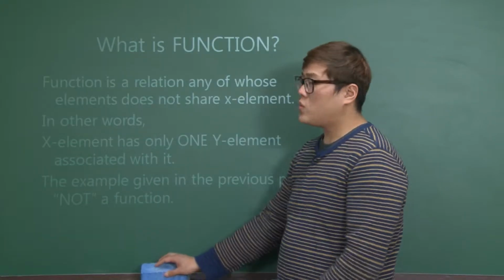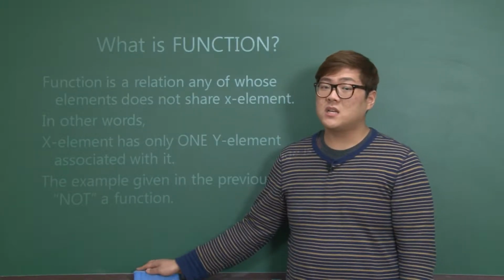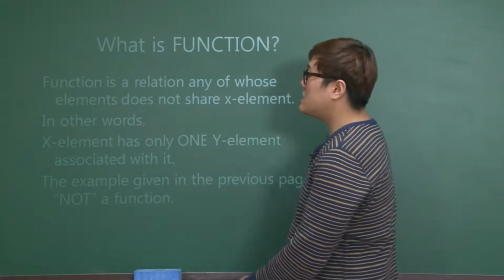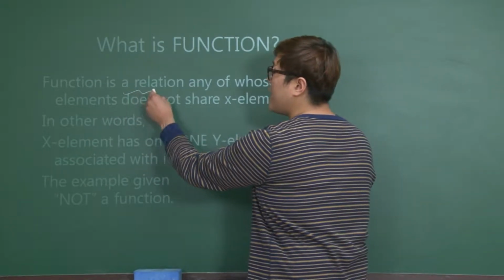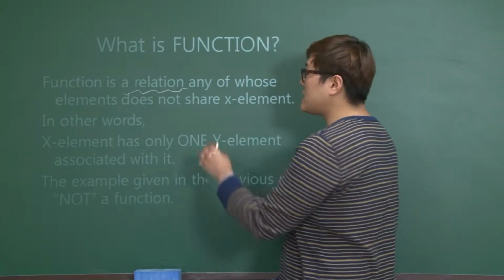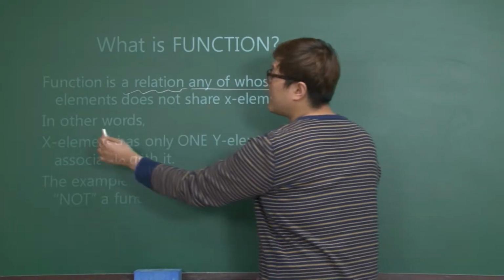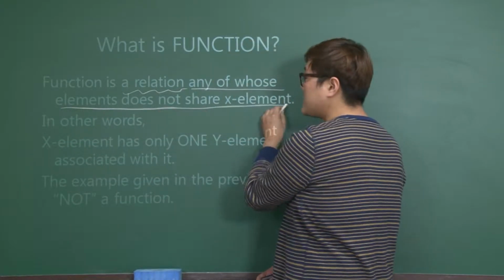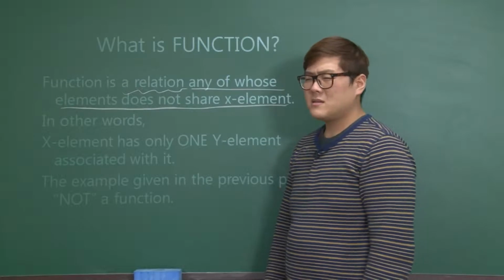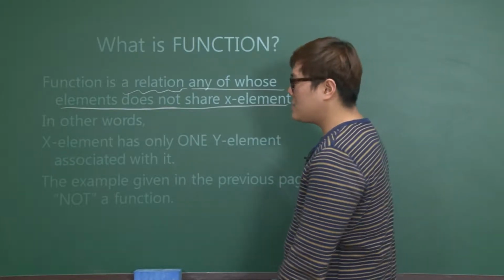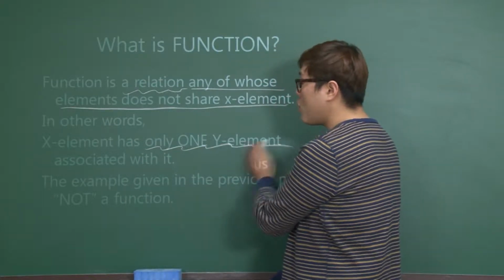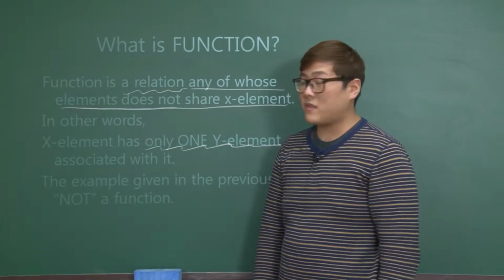Okay, so then what is a function? This is really important. We have to define what a function is. A function is basically a relation, but there's one restriction, one limitation. None of its ordered pairs share an x element. What does this mean? This is kind of not so clear. In other words, each x element has only one y element associated with it.